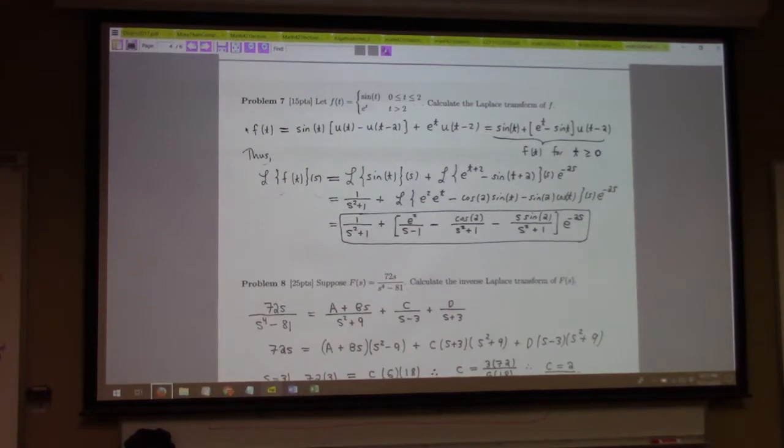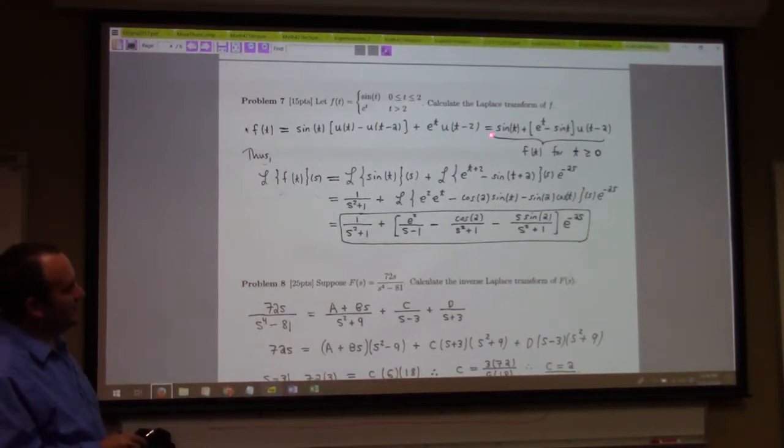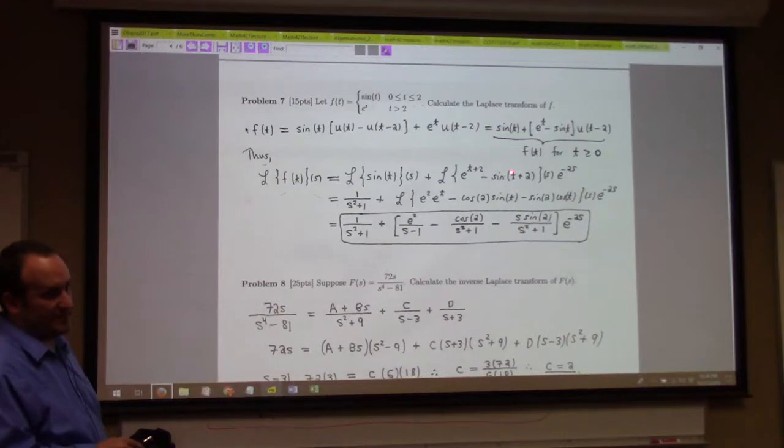Here's a Laplace transform problem. First of all, convert it to a sum of unit step functions, and then you take the Laplace transform of that, use the appropriate technology, and you get this. It's important to know trigonometry, expanding that as a sum of sines and cosines, because if you don't do that, you can't take the Laplace transform of that, right? So you've got to know the trigonometry, otherwise you get stuck here, right?